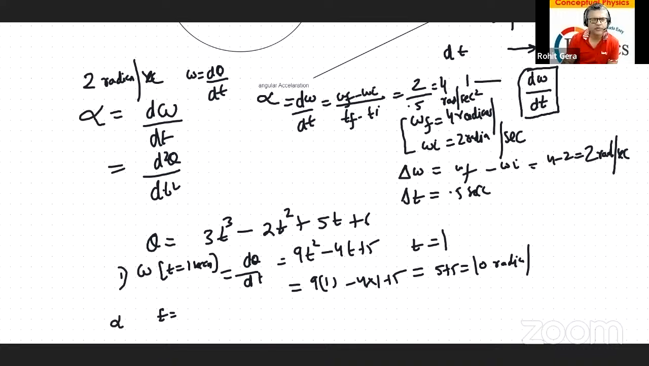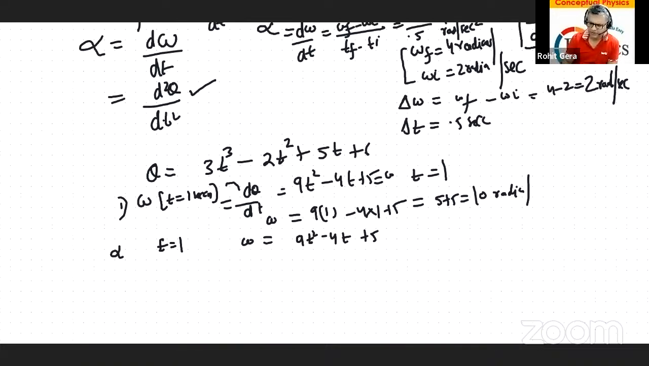Next question, find alpha at t is equal to 1 second. So you found this derivative, find the second derivative, okay, because you've already calculated omega. So expression of omega is given to be 9t square minus 4t plus 5, and d omega by dt is equal to 18t minus 4, and this is alpha, angular acceleration. Put the value of t is equal to 1. 18 minus 4 is equal to 14 radians per second square.